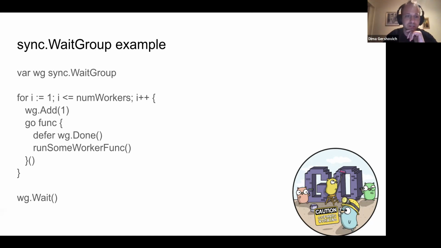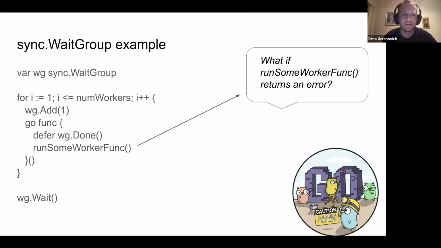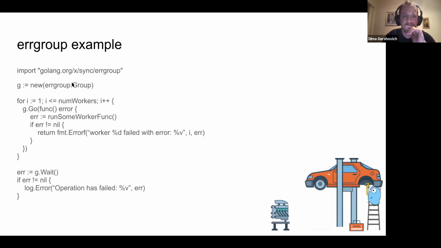Okay, but what is missing here and is a super common need? What happens if we have a function that returns an error and we want to know and maybe fail the whole operation if an error is returned from one of those workers? So regularly, we would need to introduce some kind of channel, pass it to the worker, and wait on this channel.